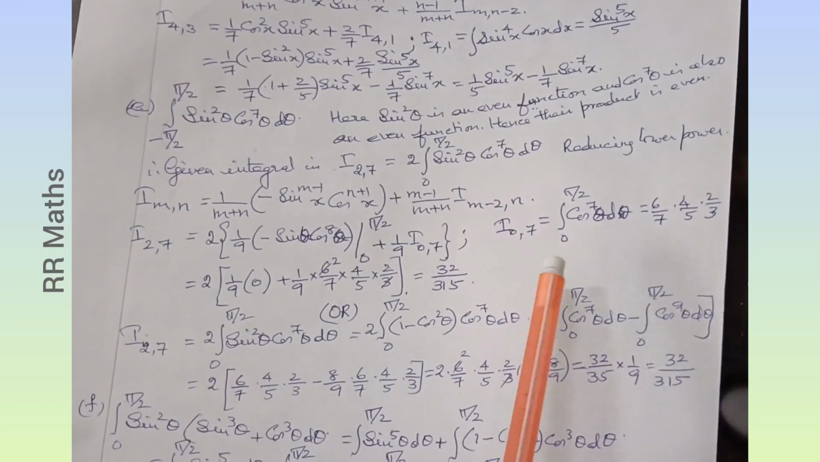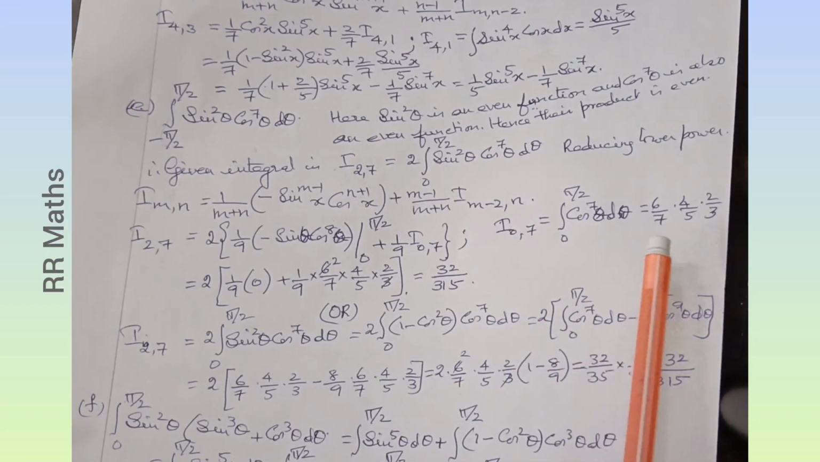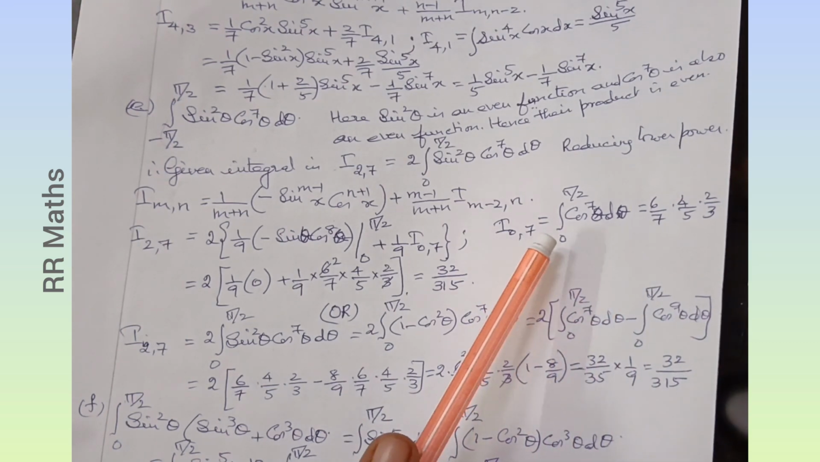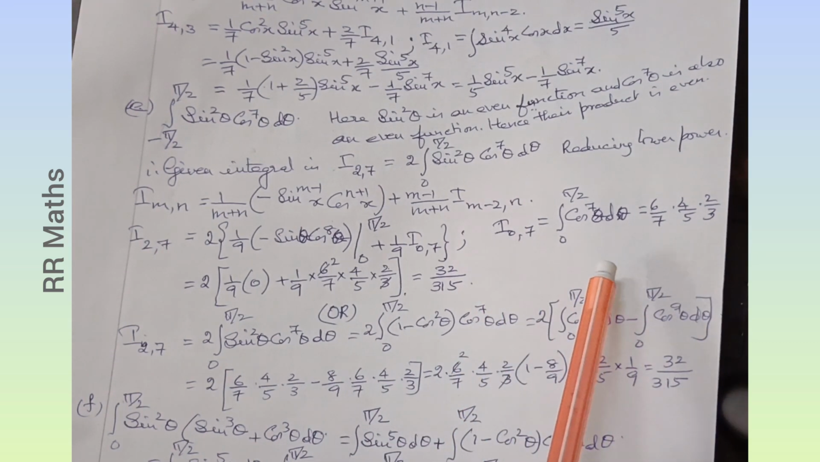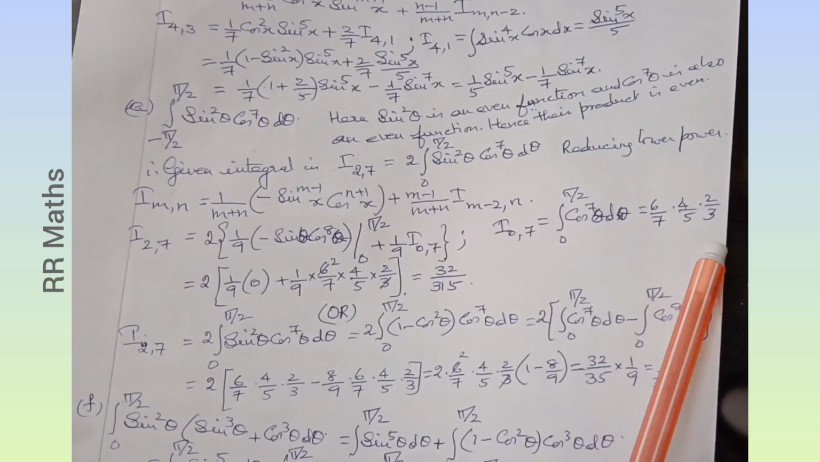Here you use your reduction formula directly, which is (n-1)/n into (n-3)/(n-2), etc. So 7 is the number n. So here it is 6/7 into 4/5 into 2/3.